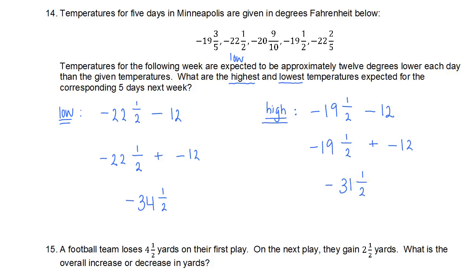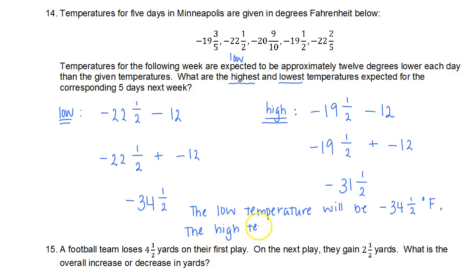So now I can put a sentence together with the high and low temperature. So we'll say the low temperature will be -34.5 degrees Fahrenheit. The high temperature will be -31.5 degrees Fahrenheit.